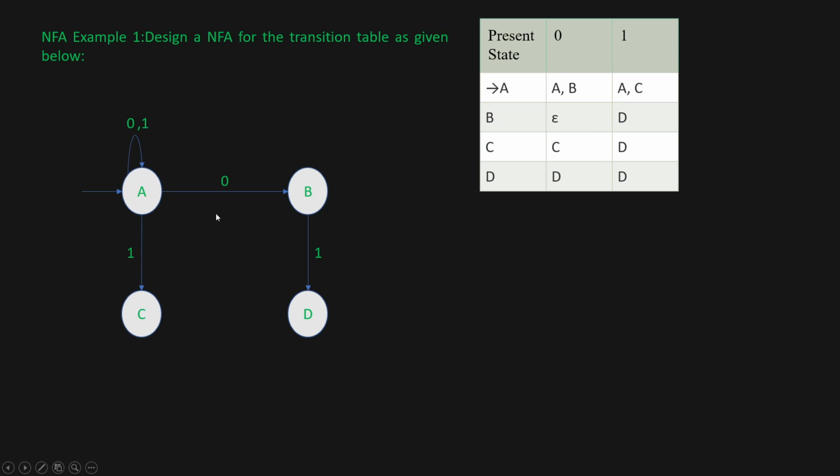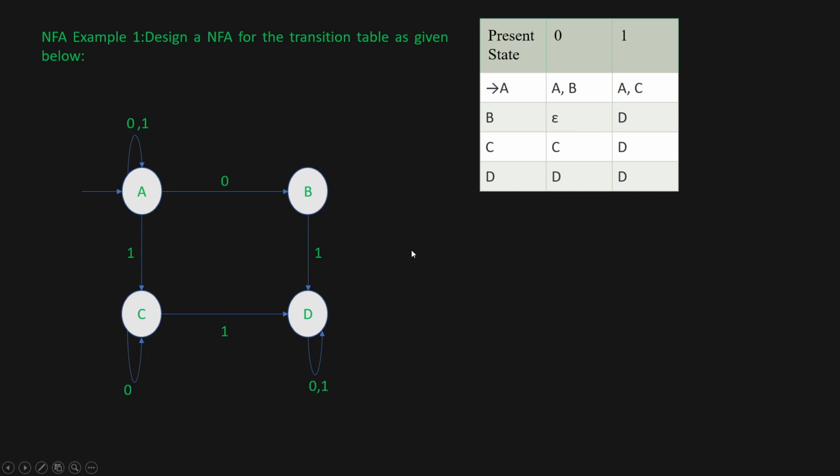Now let's look at state C. So in state C, if we get input 0, we go to state C itself. And if we get input 1, we go to state D. Okay. Now let's look at state D. If we get input 0 and 1, we are still in state D itself. So we go from state D to state D only, even if the input is 0 or 1. So this is how we design a NFA based on the transition table.